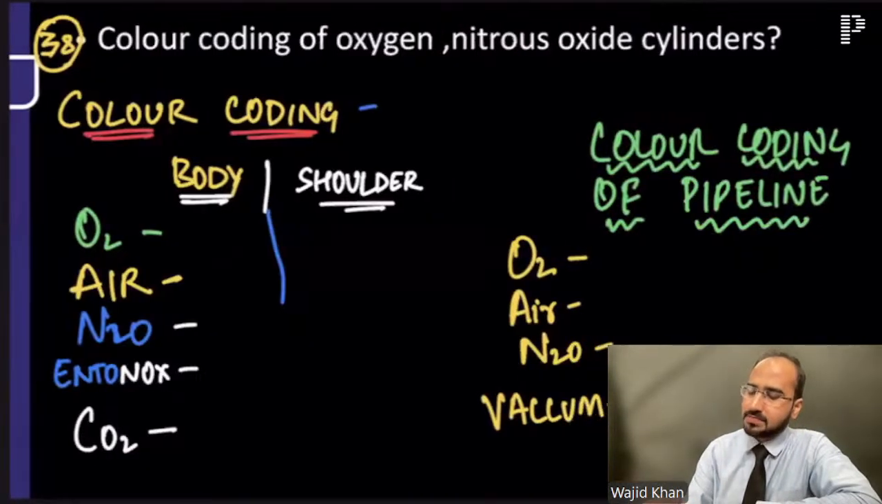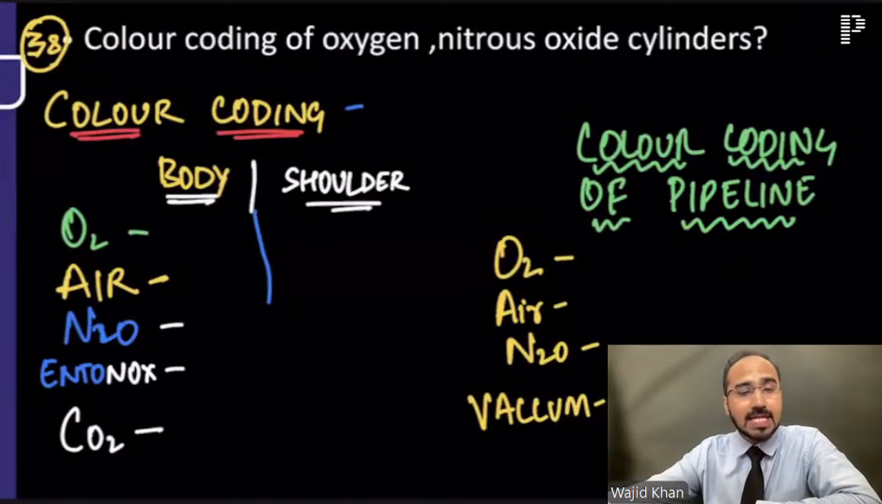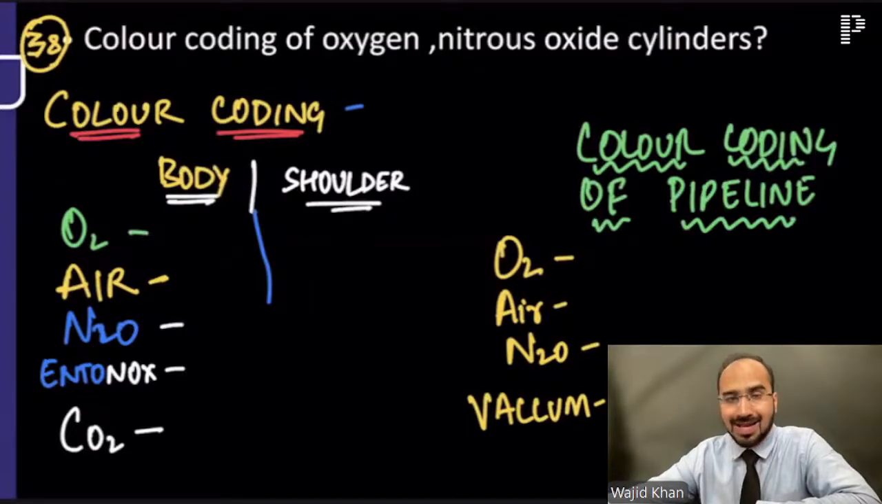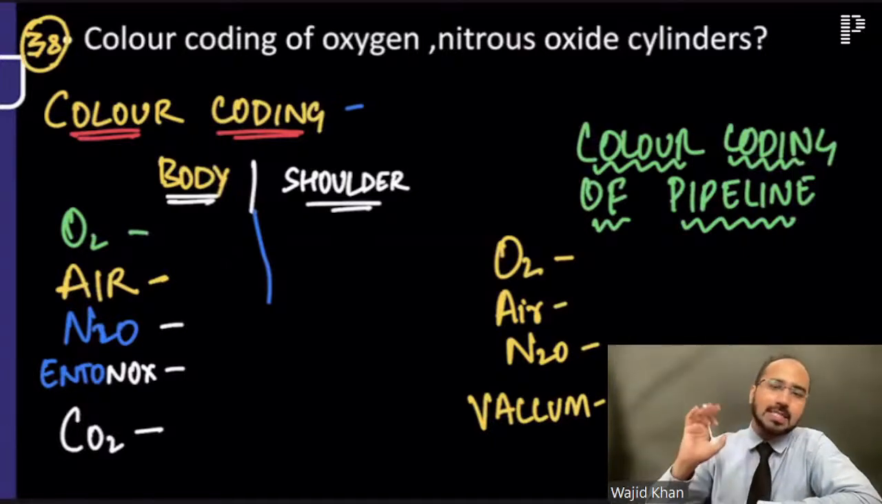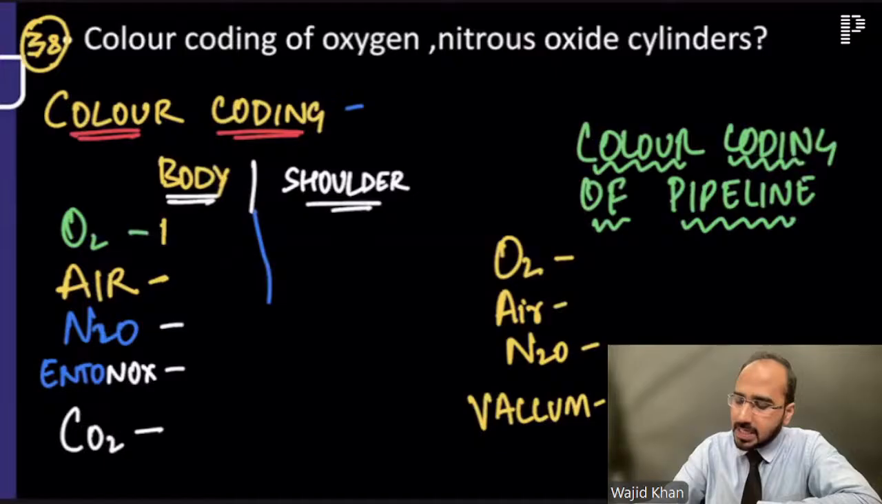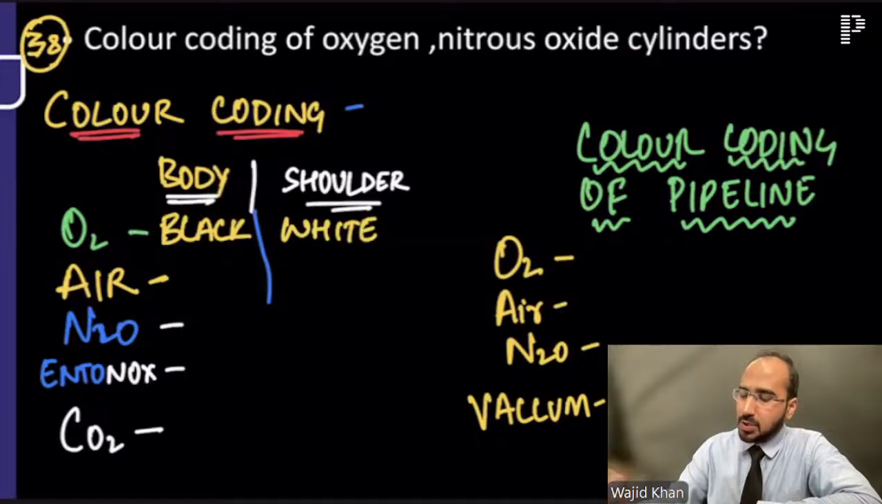Now look over here, guys. Right. Now he's asking you about the color coding of oxygen and nitrous cylinders. All cylinders are given different color coding so that you can just look at the cylinder and tell what gas it is. Okay. For oxygen, what is the color coding, guys? Oxygen is like a bodyguard to us. The color coding for the oxygen cylinder is black body, white shoulders. You have to remember the shoulder color is different, the body color is different. Okay, black body and white shoulder.